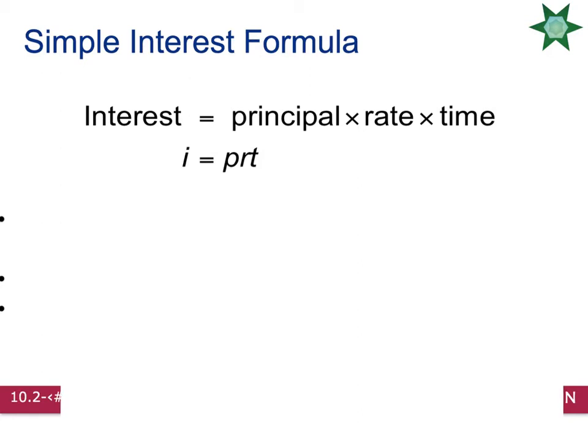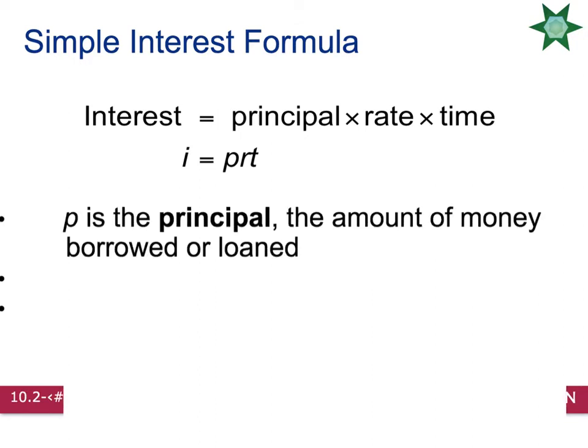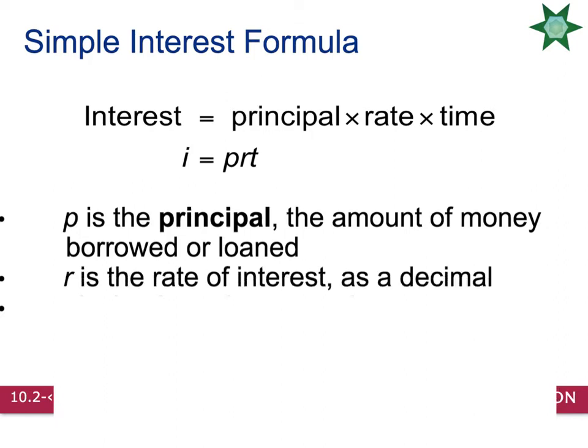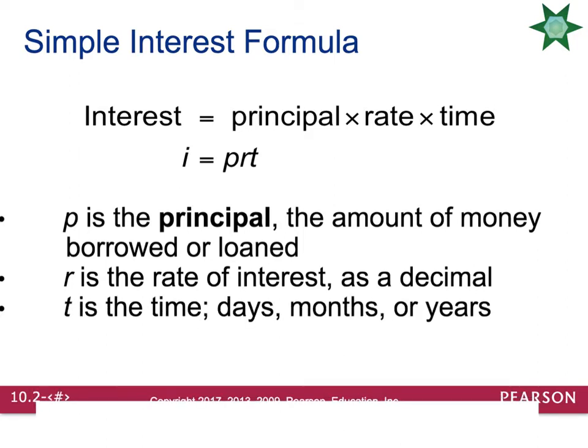Simple interest is calculated by taking the principal times the rate times the time, or the formula can be called I equals PRT. P is the principal, which is the amount of money that's borrowed or loaned. R is the rate of interest, and this interest rate must be expressed as a decimal. And T is the time, and the time can be in days, months, or years.